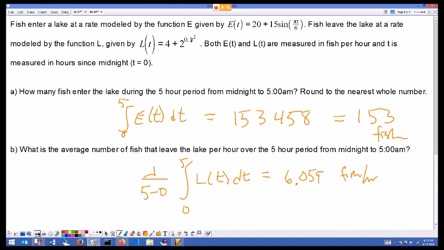No, I believe in the scoring guidelines it said you could have just set E of t minus L of t equal to 0, and that was acceptable. Okay, cool.